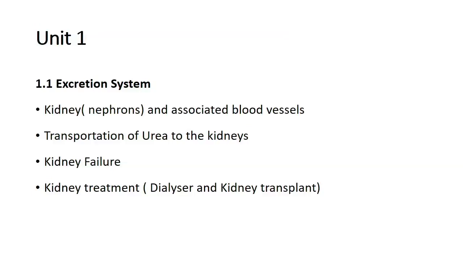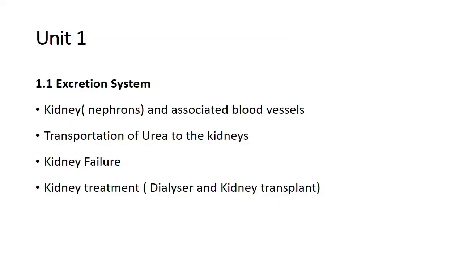Now, we start with the excretory system. The excretory system is a system in our body that is responsible for removing metabolic waste as well as substances that are in excess of what our body requires. Remember, our body needs a constant supply of certain substances. It could be nutrients, it could be gases like oxygen, or it could be waste products such as carbon dioxide as well as urea.